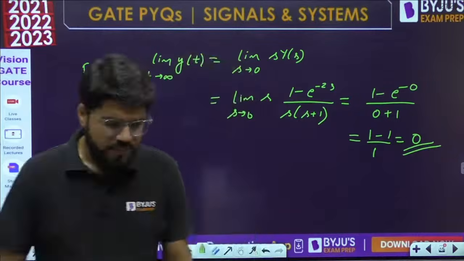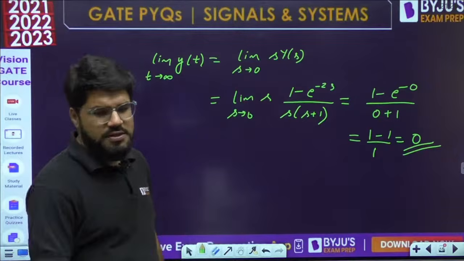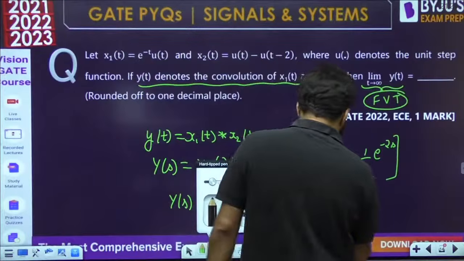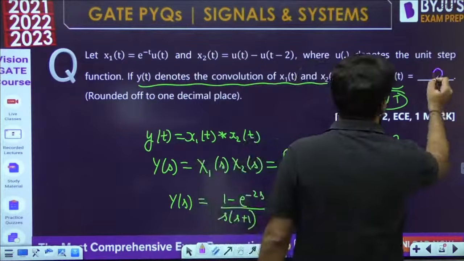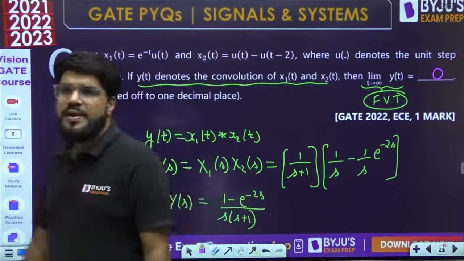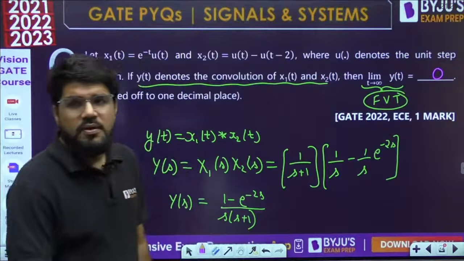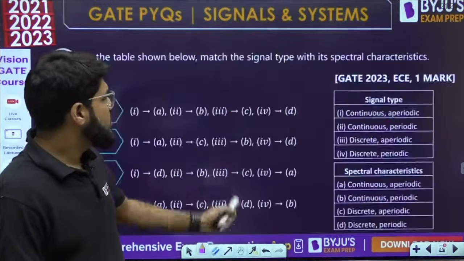The final answer should be equal to 0. 2022, 1 mark fundamental question on the final value theorem. We shall move ahead to the next question then.